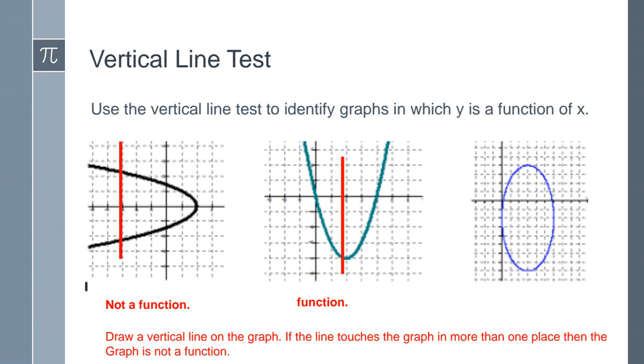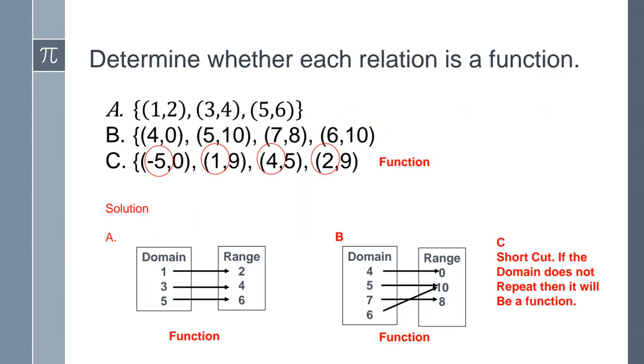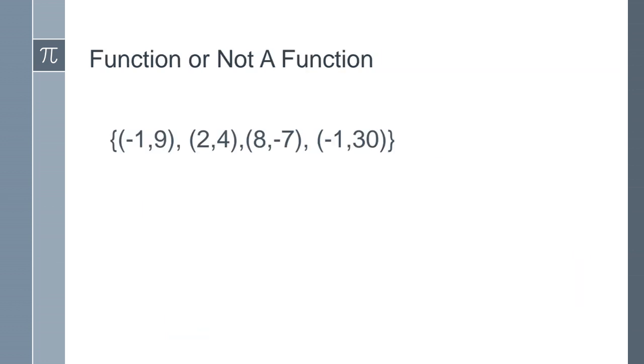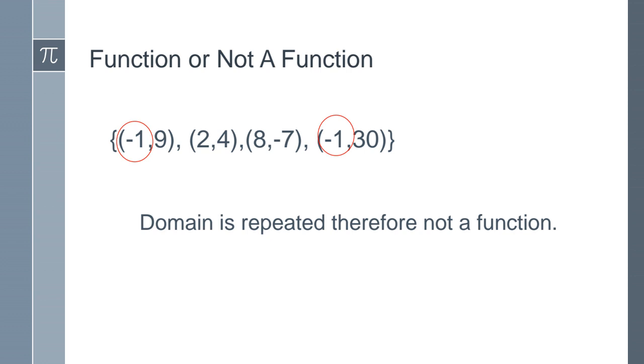And then the third one, if we draw a vertical line test, it's going to touch in two places. So that's going to be not a function. Okay. So again, we started off with having a picture, and then we had the set of ordered pairs like this one, and then we had the graphs.